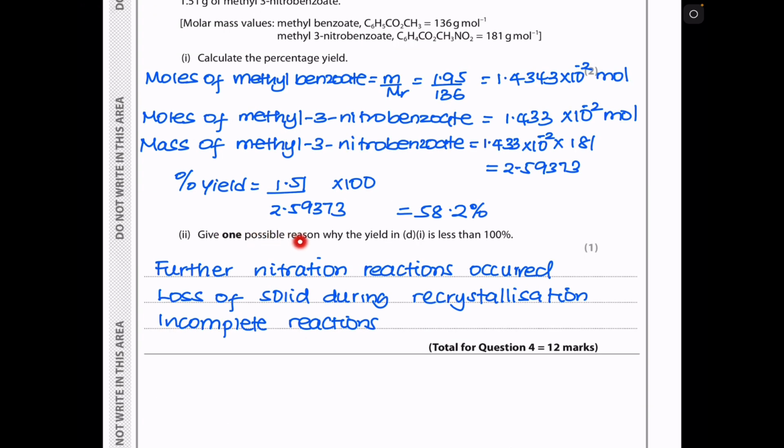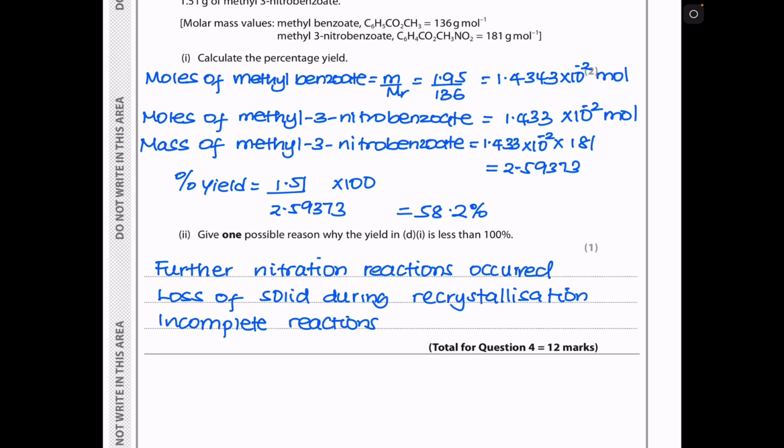Next, they say give one possible reason why the yield in D1 is less than 100%. There could be loss of solid, there could be further nitration reactions, meaning the purified sample is going to be lower, or there is going to be a lower yield. It could also be due to incomplete reactions. This loss could be that some crystals were dissolved in the solvent and couldn't be precipitated out. So this brings us to the end of question 4.